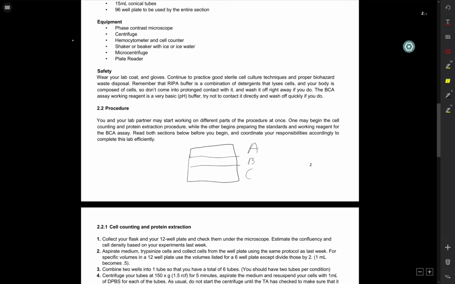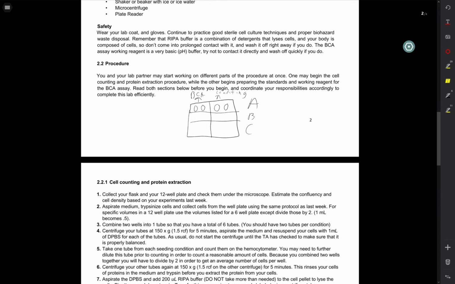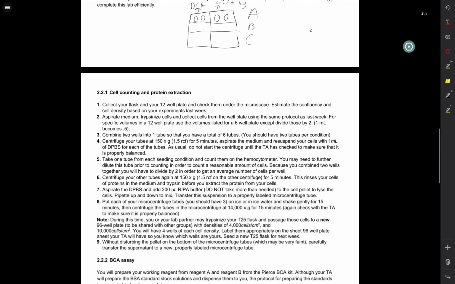So what that's going to look like, if we just split this here, I'm just going to draw it for A, but these 2 wells on the left, I'm going to trypsinize and take for BCA. And these other ones I'm going to take for cell counting. Okay, hopefully this makes clear what I've tried to write in the actual protocol itself. Don't forget that because you actually have 2 wells, when you're doing these assays, you need to divide by 2 in order to get average protein content or an average cell number per well. Okay, so that's the first part.